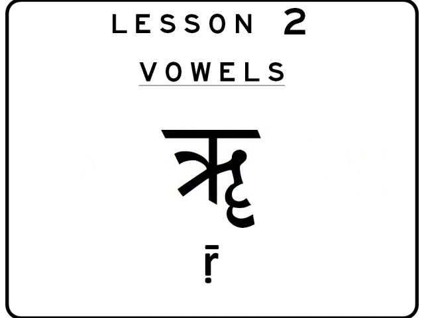The next letter is a long version of this letter. Again, because it's a long vowel, it takes 2 units of time, whereas the short vowels only take 1 unit of time. This letter is believed to be pronounced as R. Again, if you're in North India, this will be pronounced as Ri. And if you're in South India, or if you speak Gujarati, Marathi, Odia, this will be pronounced as Ru. So how do we write this letter?